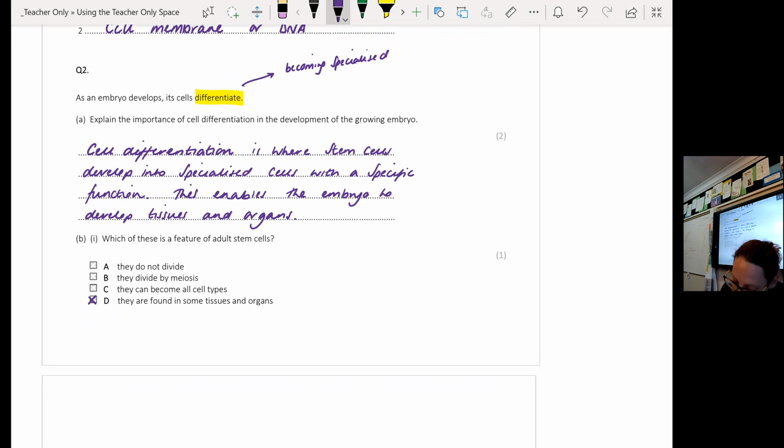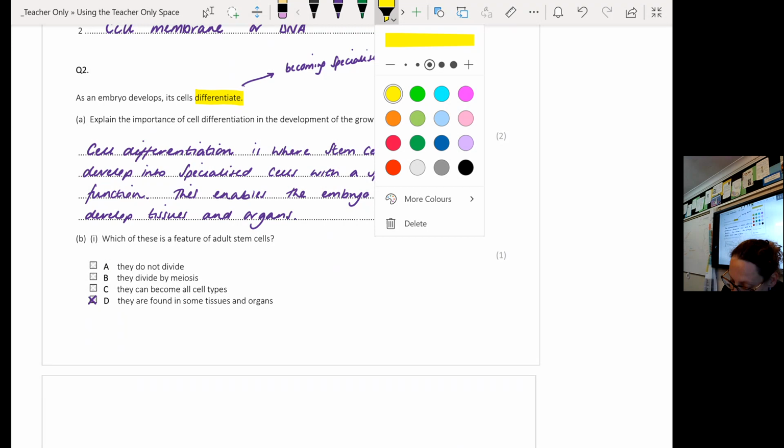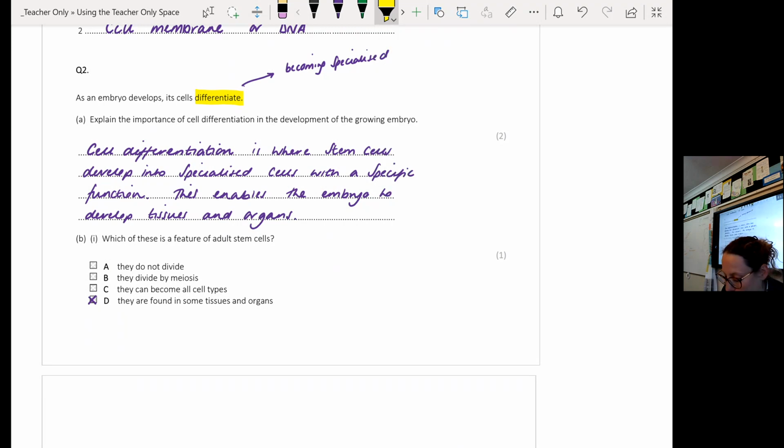Okay, so to answer this question that says explain the importance of cell differentiation in the development of a growing embryo, I want to know why it's important for my embryo to have specialised cells. To answer this, I need to say that cell differentiation is where stem cells become specialised. So I need to have the word specialised in my answer, or describe them becoming specialised.